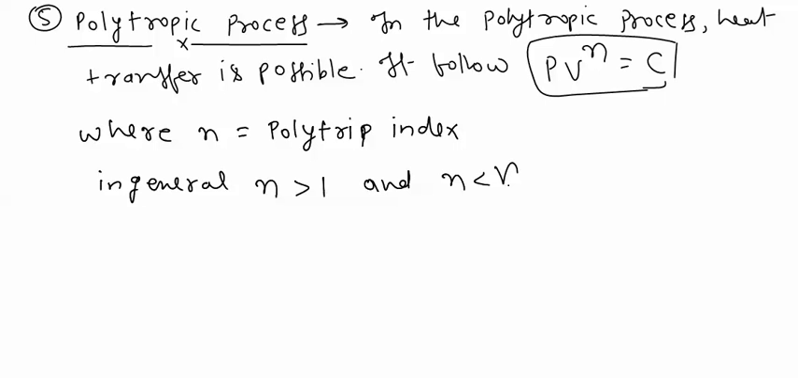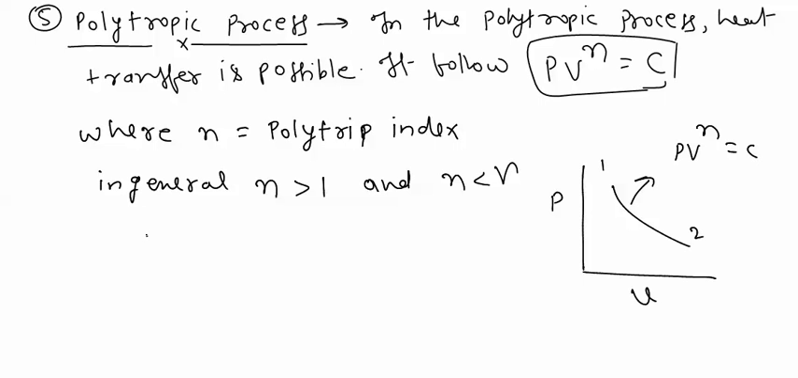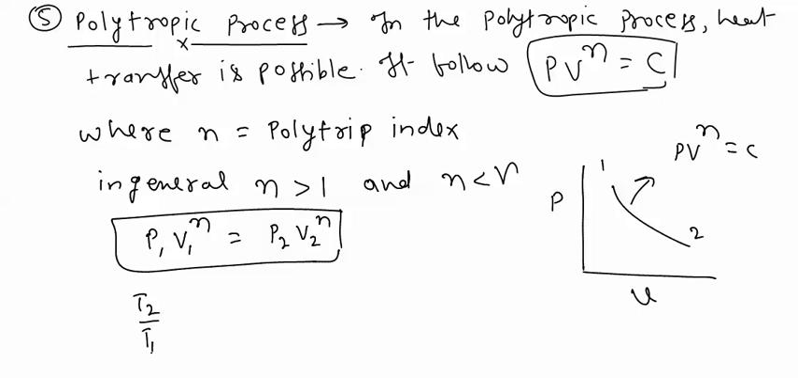If we see the same relationship between pressure, volume and temperature on a PV diagram, it follows PV raised to N is equal to constant, or for the two states of a system, P1 V1 raised to N is equal to P2 V2 raised to N, or T2 by T1 is equal to P2 by P1 raised to (N minus 1) upon N, is equal to V1 by V2 raised to N minus 1.